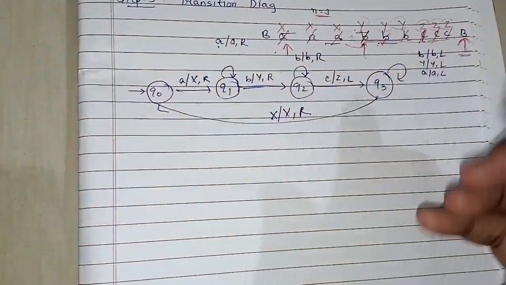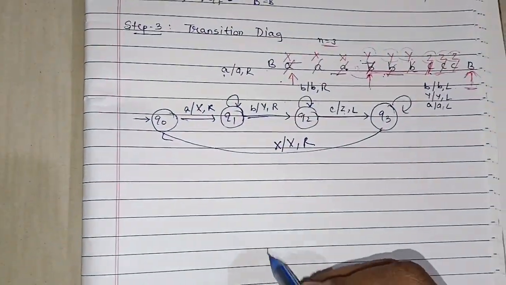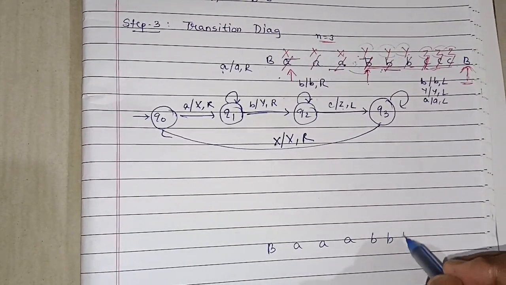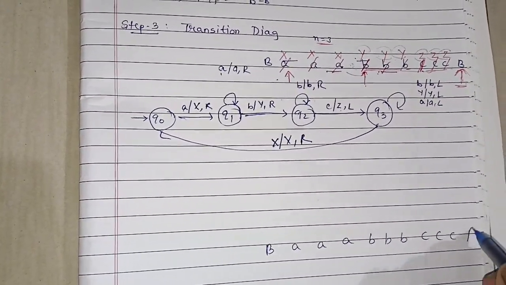Now see, I am taking an example, I am showing this again. a, b, b, c, b.